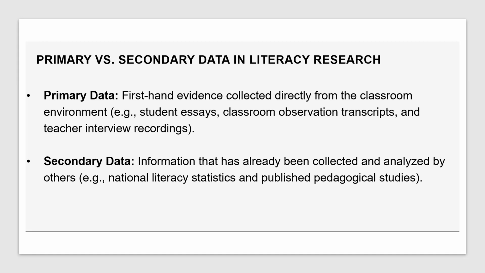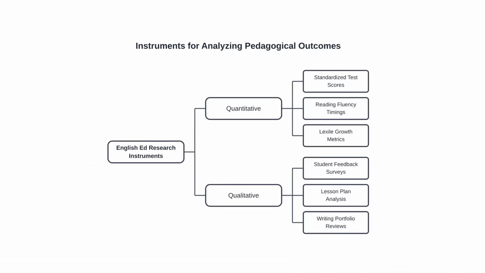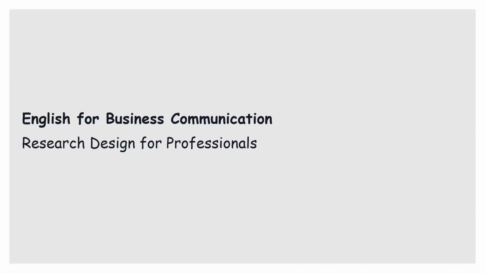Okay, so for example, for the topic of students' writing ability in English class, the primary data can be students' essays, observations of the writing class, and interviews with teachers. But secondary data can be journal articles about writing skills or national literacy reports. All right. So how about English for business communication?